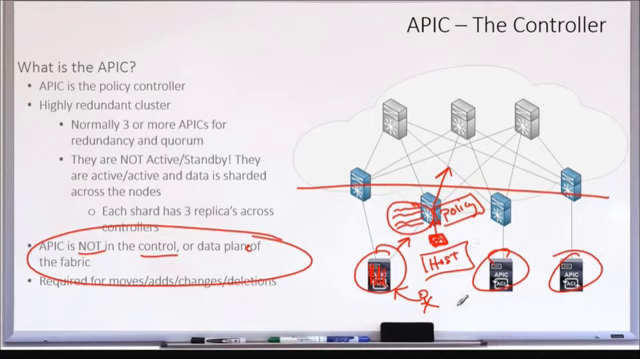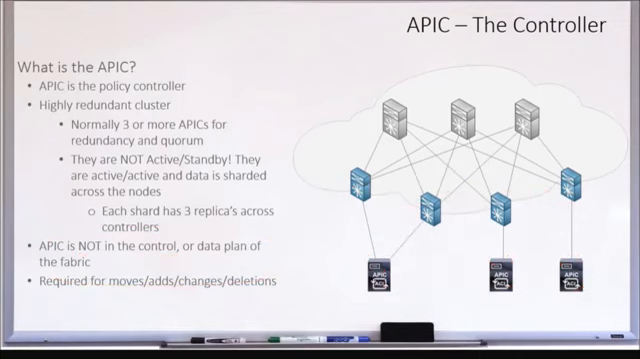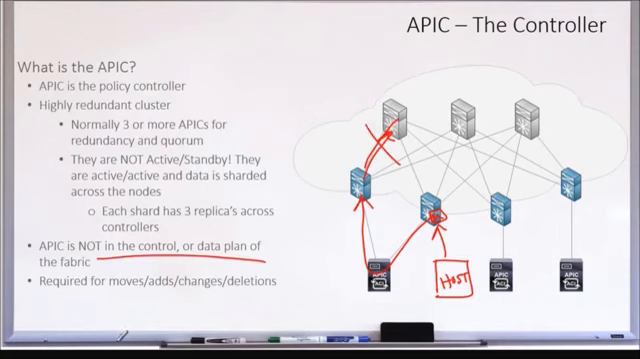Make sense? And when we say it's not in the data plane, let me get a clean slate here. When we say this guy's not in the data plane, again, if we have a host here that wants to send data into the fabric, imagine he sends a frame in, we're never going to send that through the APIC and then back out to the fabric. Okay, that'll never happen. So it's not in the control plane and it's not in the data plane.